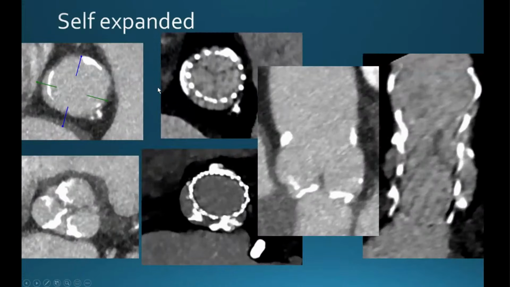And this is what we call a self-expanding valve. As you can see right here, this is before the procedure, and this is after the procedure. All this calcium is being pushed, and this is at the level of the leaflet. You can see again, all this doesn't go away once you deploy the valve. All this gets pushed aside between the prosthesis and the aortic wall.